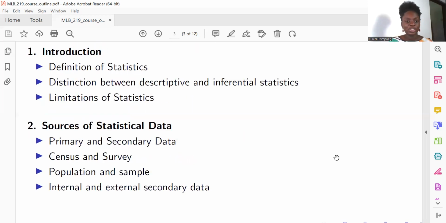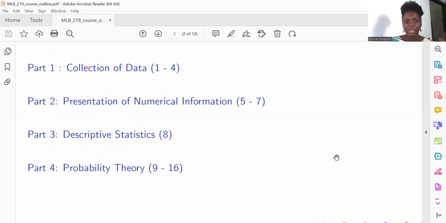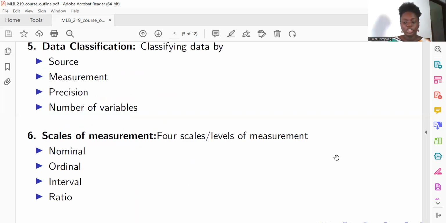From section five to seven is part two, which is about presentation of numerical information. So we will start with classifying data, how data is classified, and there are a number of ways that data is classified. We look at the source. We look at measurements. We look at precision. And then we look at number of variables.